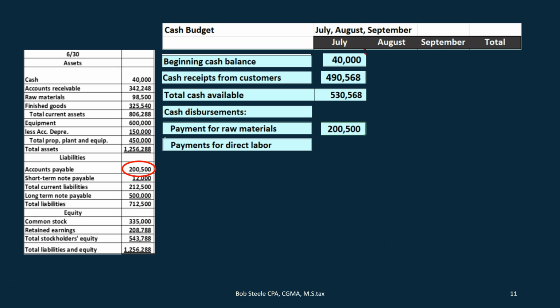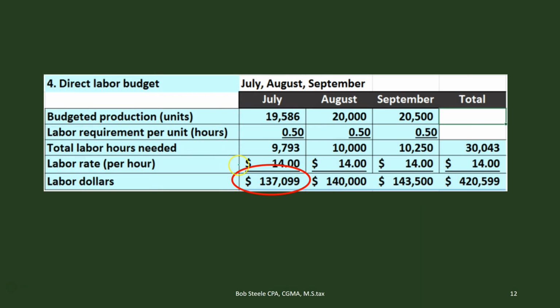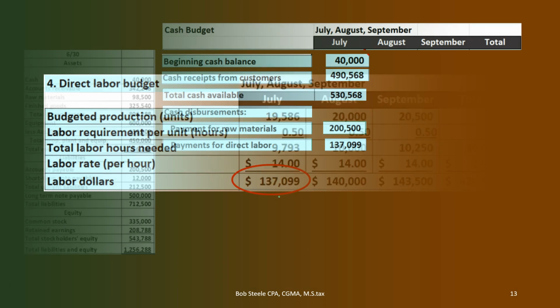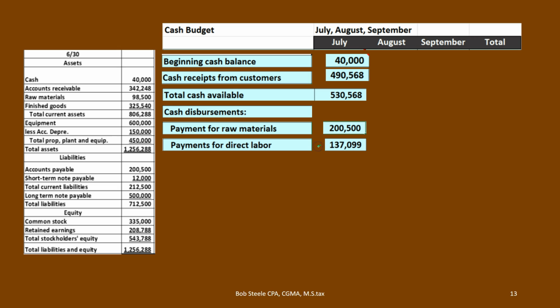Then we're going to have the payments for direct labor. We're going to bounce back to the direct labor budget. Here's the direct labor for July from step 4 of the budget. And if we pull that number over, there's that number here. Then we're going to go to the payments for variable overhead.